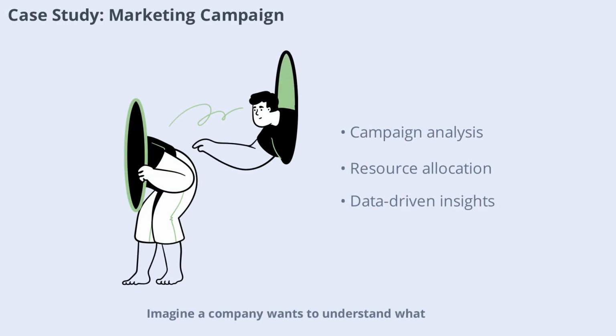Imagine a company wants to understand what drives the success of its marketing campaigns. By using multiple regression, they can analyze the impact of budget, channel, timing, and creative content on sales outcomes. This helps allocate resources more effectively and improve future campaigns based on data-driven insights.